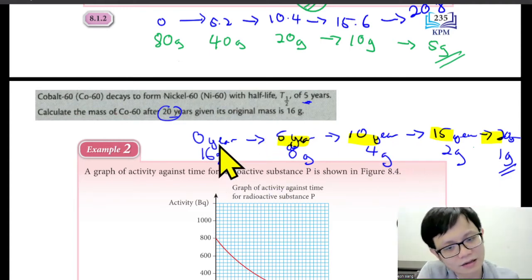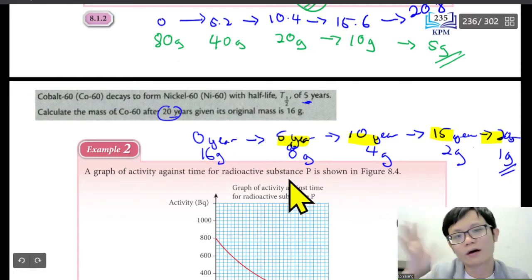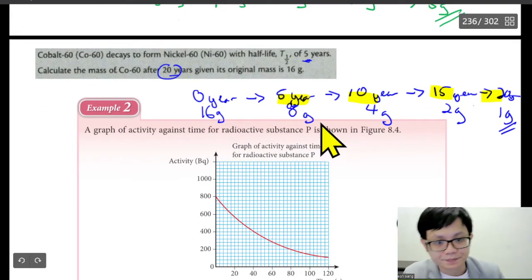But the main thing is to draw first, okay? After you draw, you get the answer, and you create your own formula. Whatever you do, as long as you get the answer, you still get it correct.